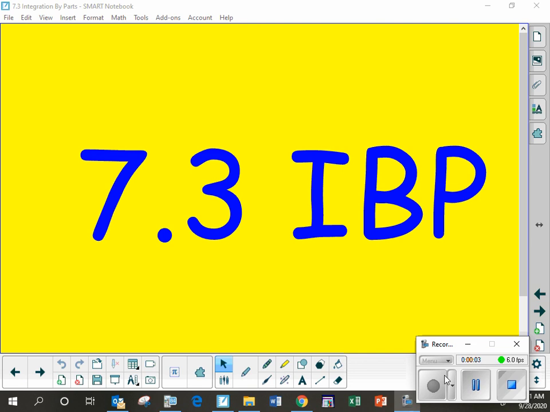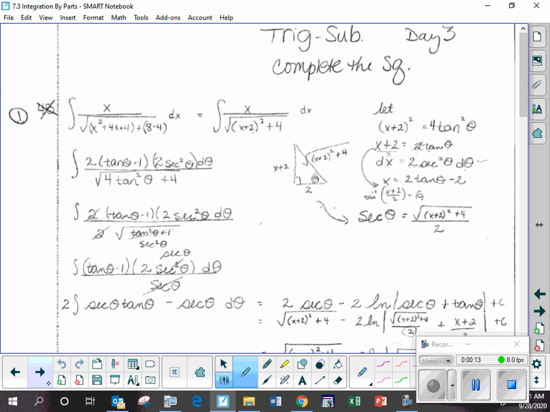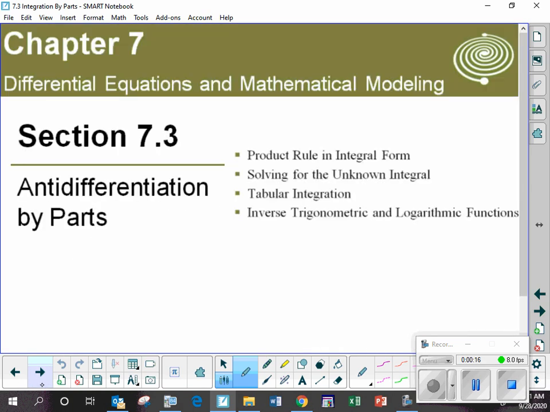Welcome. Let's look at 7.3, integration by parts. We will just spend one day on integration by parts. It is a repeat. I believe we did this last year. Pay no attention to that part, because we didn't do that assignment.